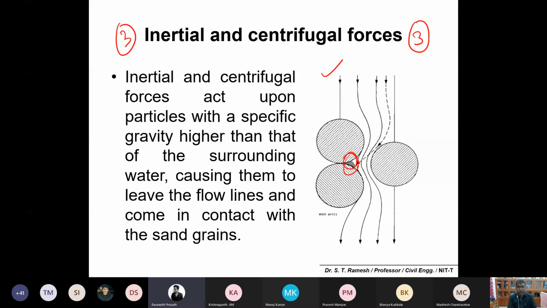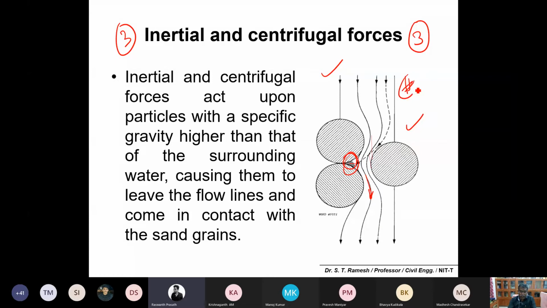You can remember, it is very simple. Inertial and centrifugal forces acting upon a particle with a specific gravity greater than that of water will leave the flow line and sometimes come in contact with the sand grains. Thereby, the water is free from solids. And if the specific gravity is equal to or lesser than that of water, it will follow the flow line and escape the filter operation.